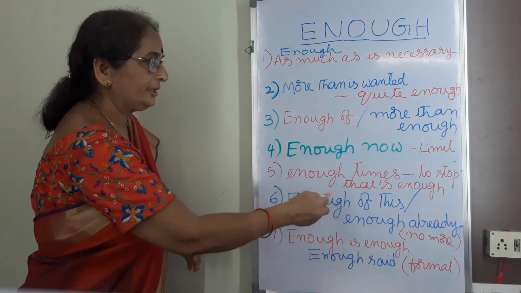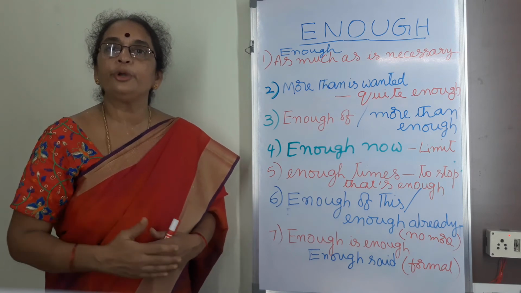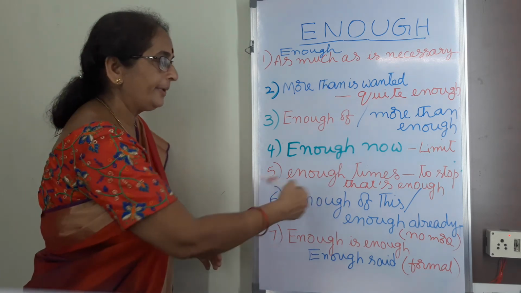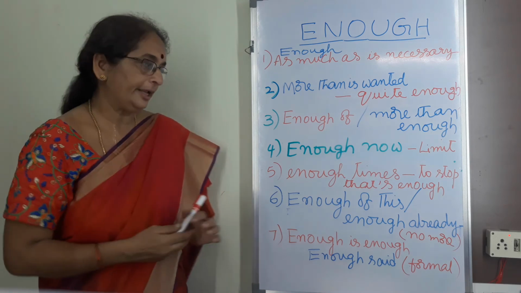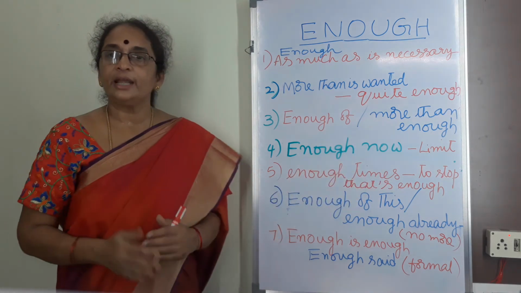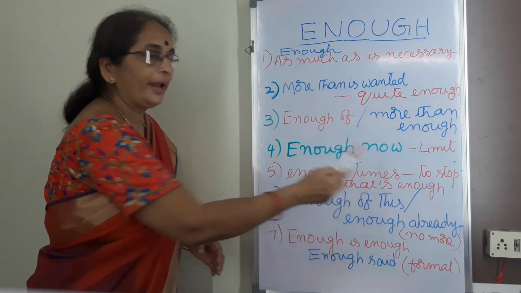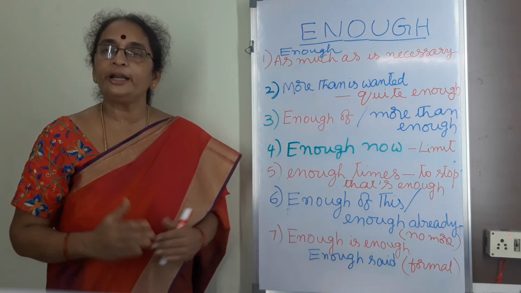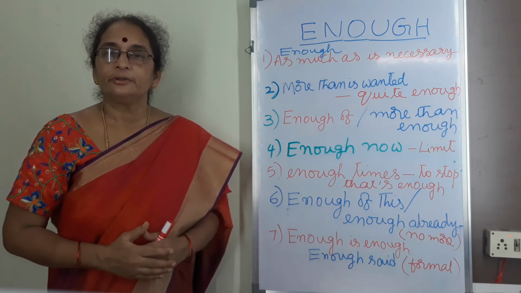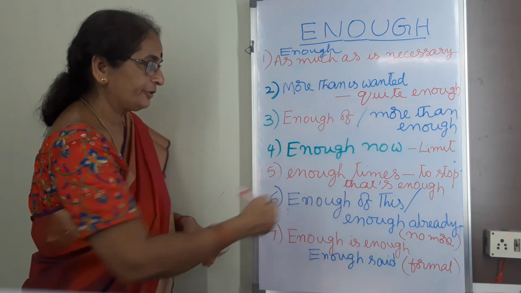Enough times and that's enough. When you want to tell the other person to stop from doing something. See, you had played enough times. Stop further playing. That's enough. You played enough. And your practice is sufficient. You had enough practice. That's enough. You played well. That's enough. This is what we mean in this usage, the fifth usage.